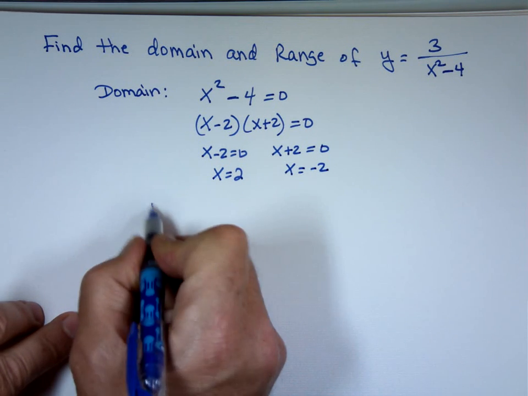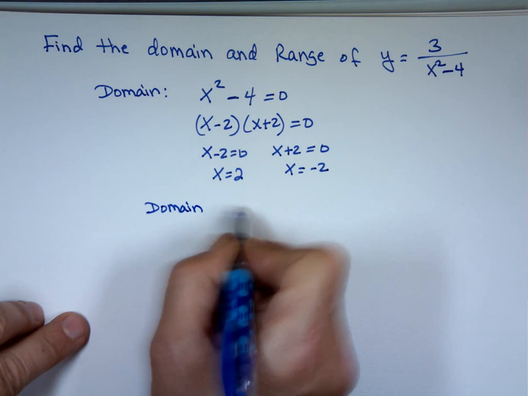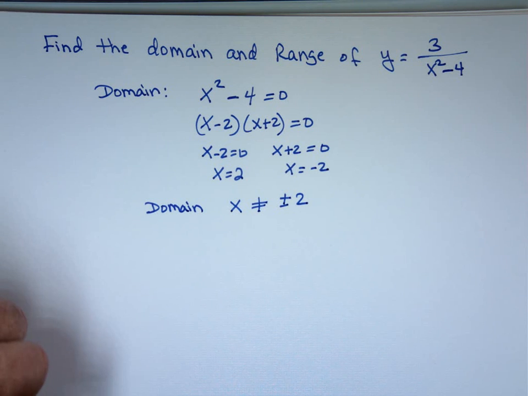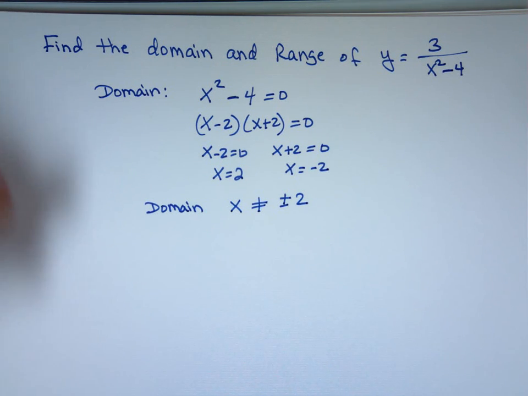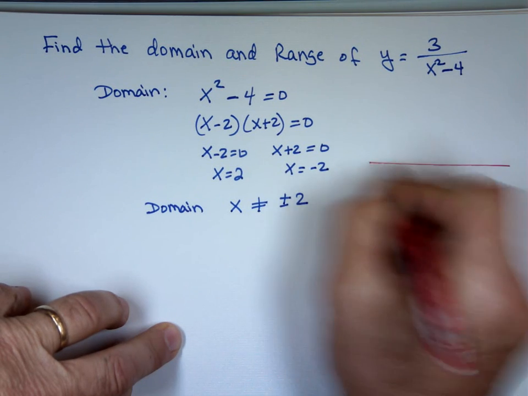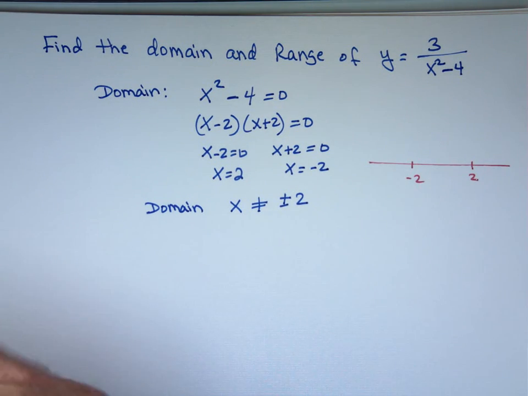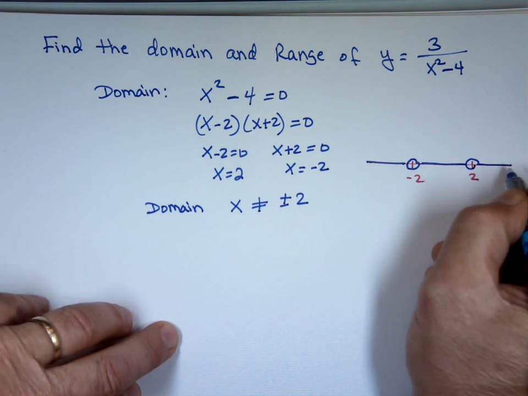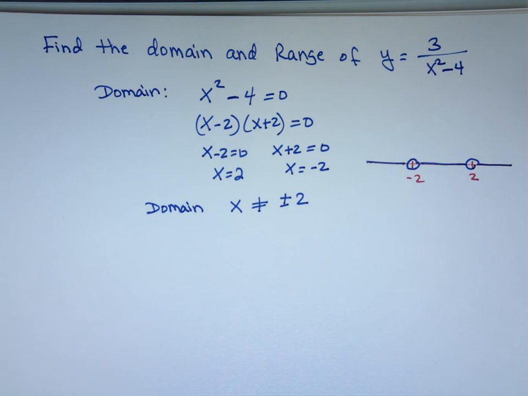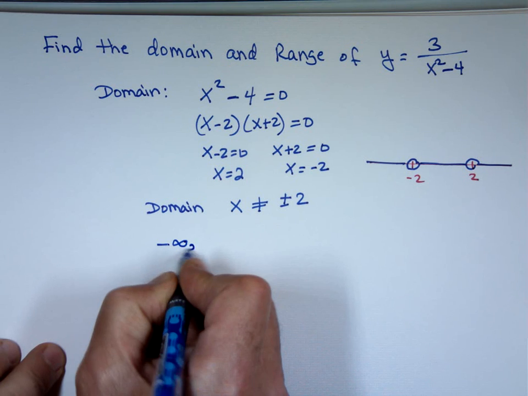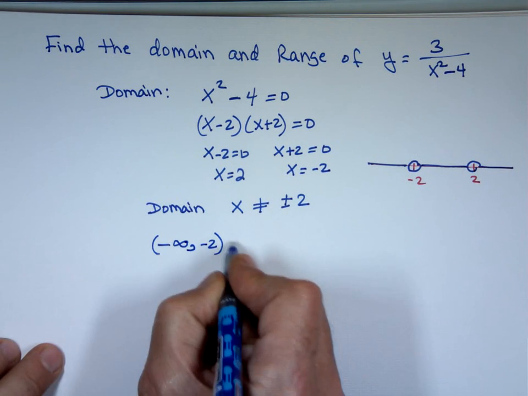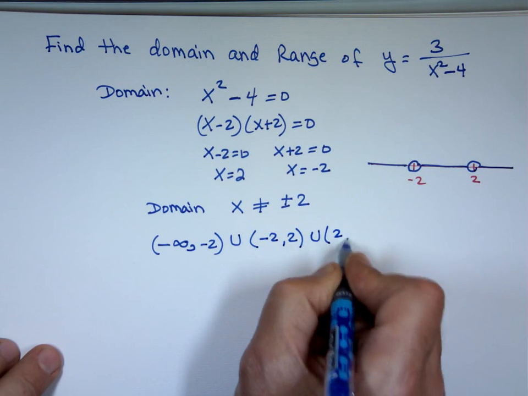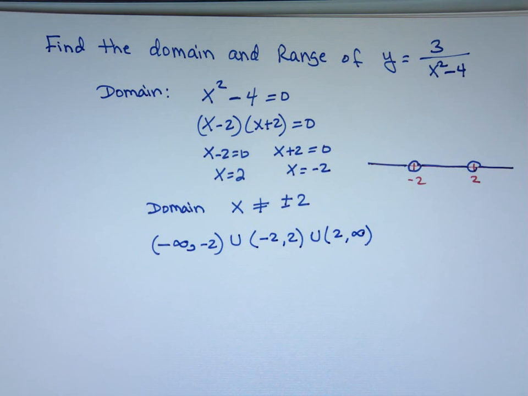So my domain now, x cannot be positive or negative 2. Can't use either one of those numbers. If you're looking at the number line, this is the minus 2, that's the plus 2. Any number but these 2 points. So from where to where? The first piece from negative infinity to negative 2. Add to it from negative 2 to 2. Add to it from 2 to infinity. That's your domain.